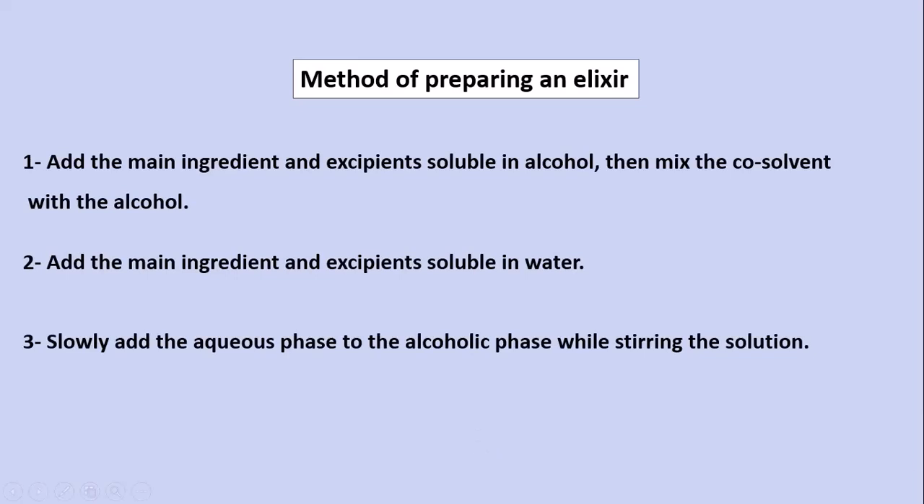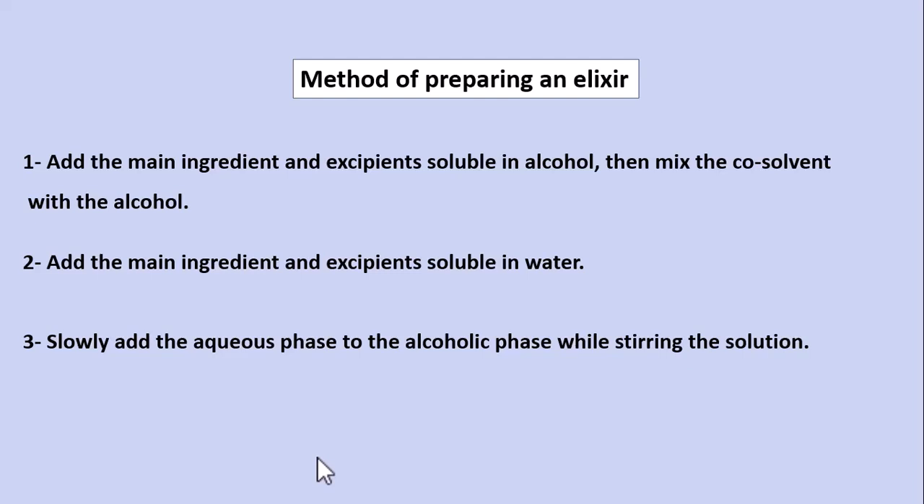The method for making an elixir is such that we first consider two phases, the alcoholic phase and the aqueous phase. That is, we prepare the alcoholic phase in one beaker. In another beaker we prepare the aqueous phase. In the alcoholic phase we add the main ingredient or the medicinal substance that dissolves in alcohol, and then we add the co-solvent to the alcoholic phase. In the aqueous phase we add auxiliary substances that dissolve in water, such as sugar, antioxidants, or the main ingredient that dissolves in water but not in alcohol.